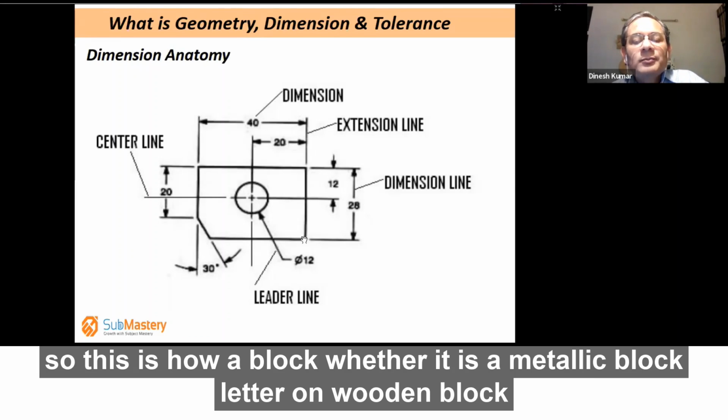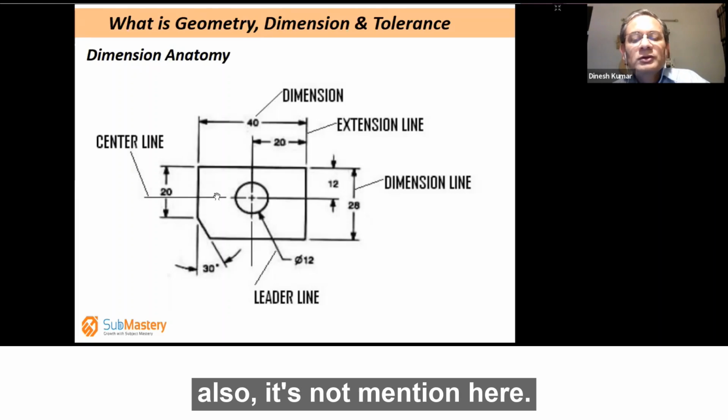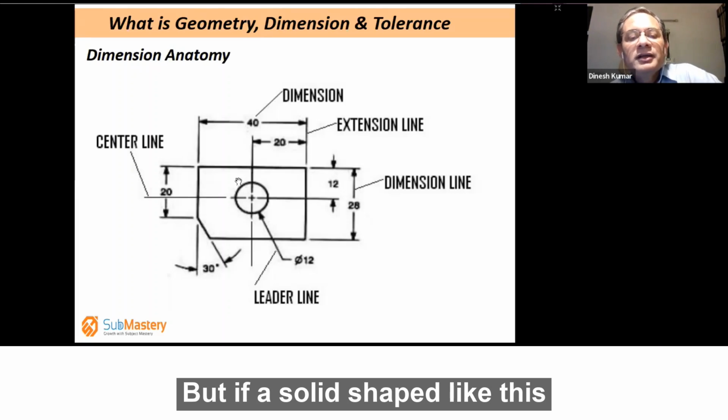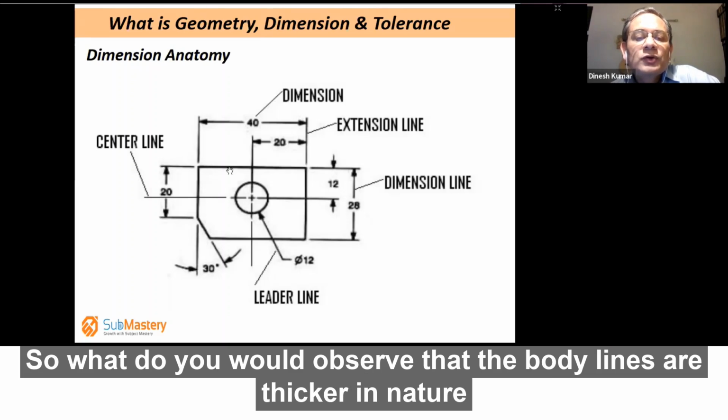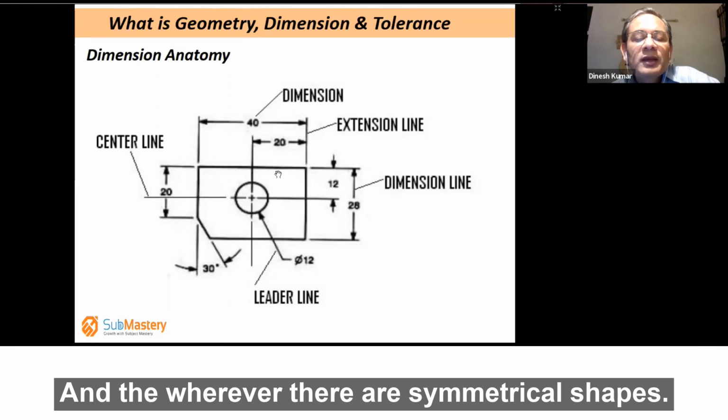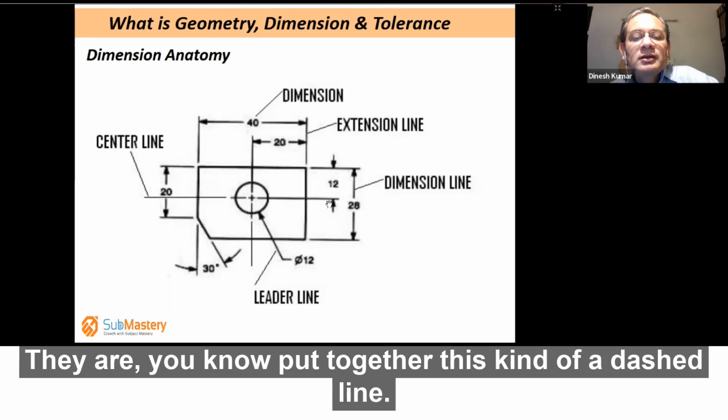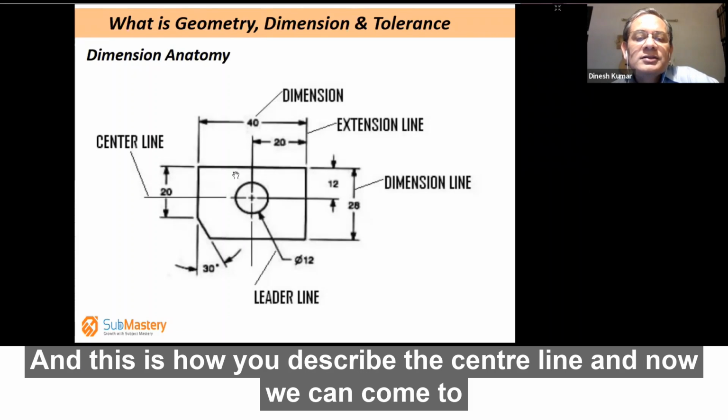So this is how a block, a metallic block, let's say, or maybe it can be wooden also, it's not mentioned here. If a solid shape like this, what you would observe is that the body lines are thicker in nature, and wherever there are symmetric shapes, they are put with a dash-dot kind of line, and this is how you describe a center line.